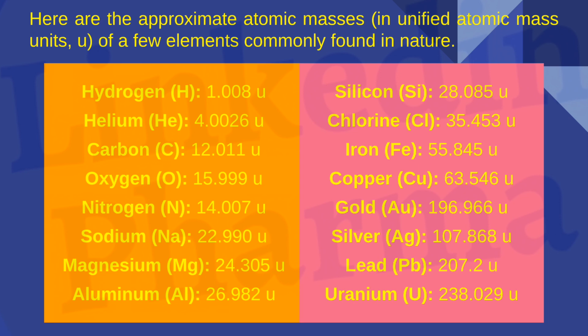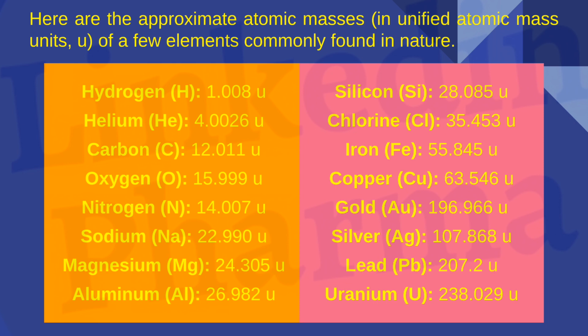Chlorine, Cl, 35.453 U. Iron, Fe, 55.845 U. Copper, Cu, 63.546 U. Gold, Au, 196.966 U. Silver, Ag, 107.868 U. Lead, Pb, 207.2 U.